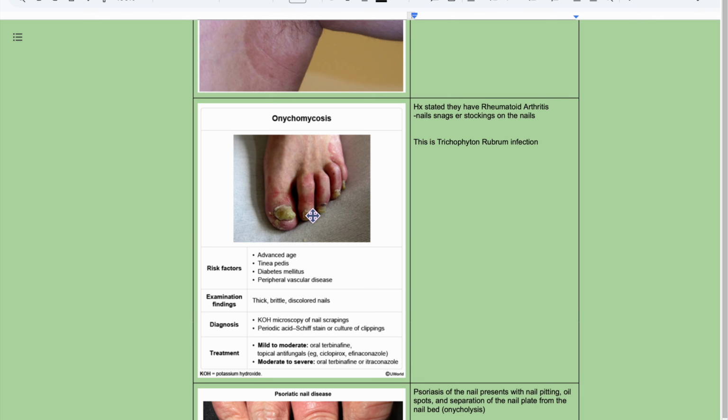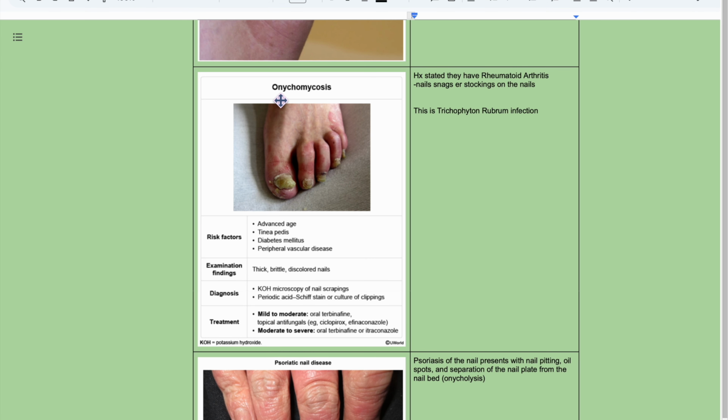Onychomycosis, just like that. The history stated that they have rheumatoid arthritis, nail snags in the stockings on the nail. Okay, this is Trichophyton rubrum infection. So it's called onychomycosis. Risk factors are advanced age, Tinea Pedis, diabetes mellitus, and peripheral vascular disease. Examination findings are thick, brittle, discolored nails.